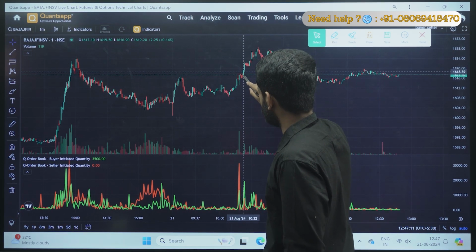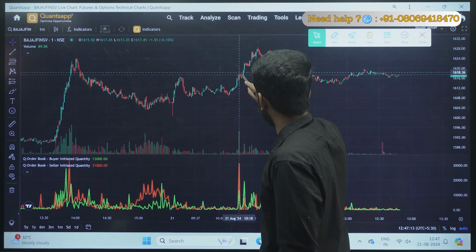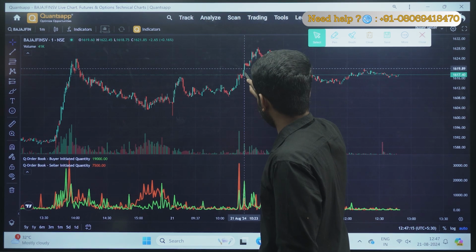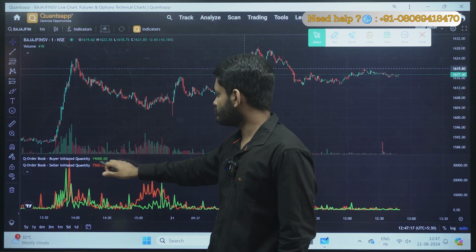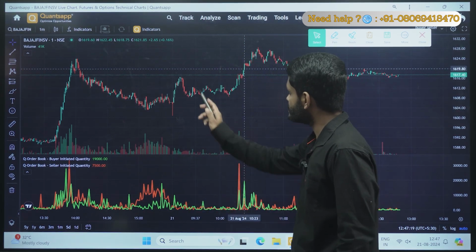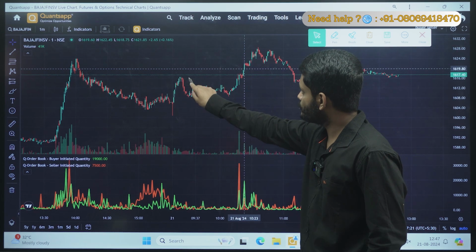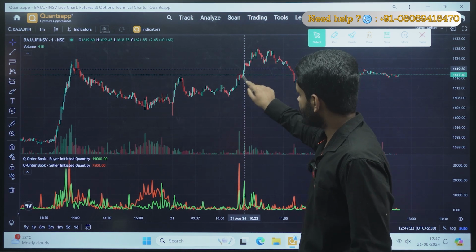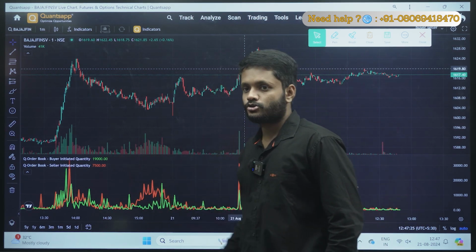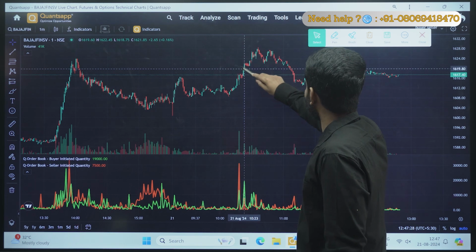So while breaking the swing high, if I see, can you check this order book? 19,000 buyers and 7,500 sellers, breaking a swing high. An immediate swing high is broken over here, and check the order book confirmation. So this would have been a classic trade, I would say.